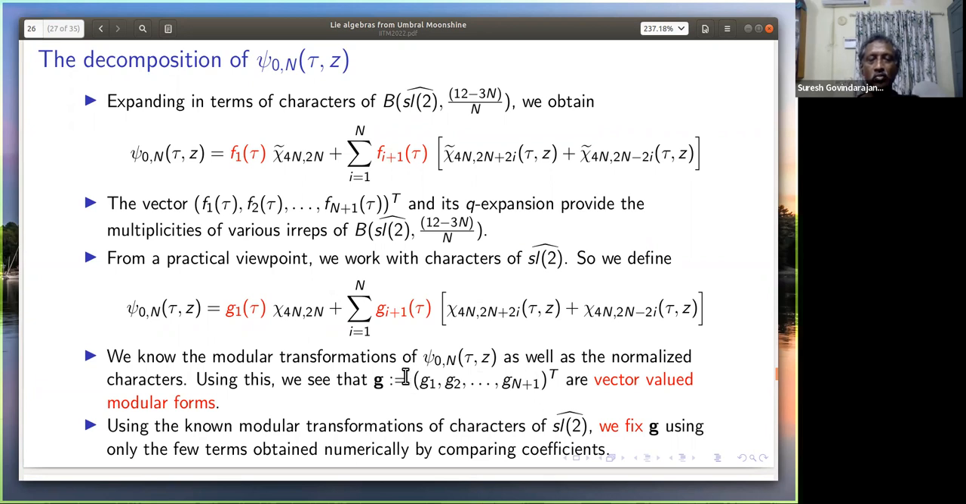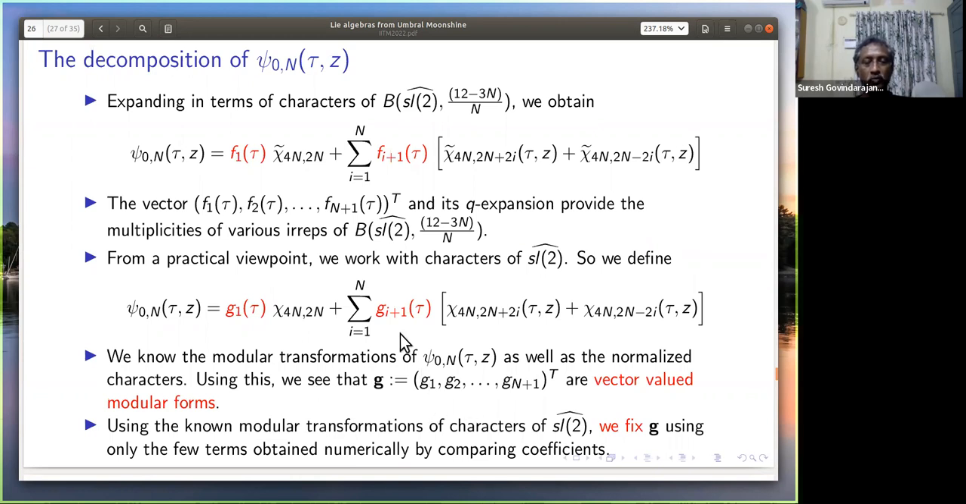You open the yellow book on CFT or whatever, ask what their modular S matrices are, and you get the S and T matrices. That gives you how the G i's mix, because the chi's mix. And psi 0 n is a well-known object; we know how it transforms. So what we get at the end of this decomposition is a vector-valued modular form whose modular properties are fully known.